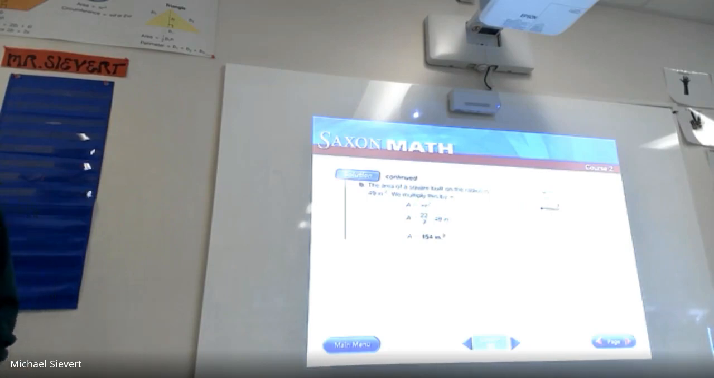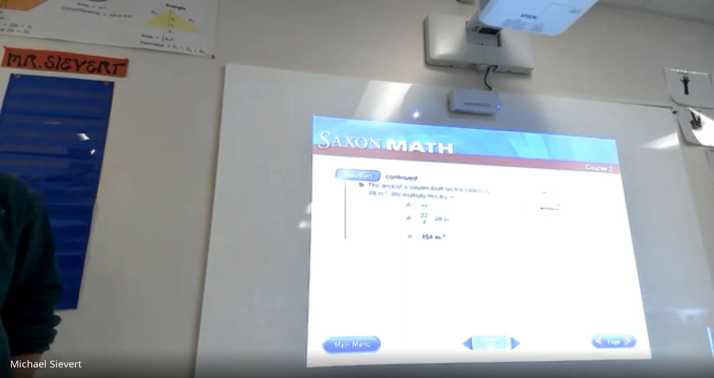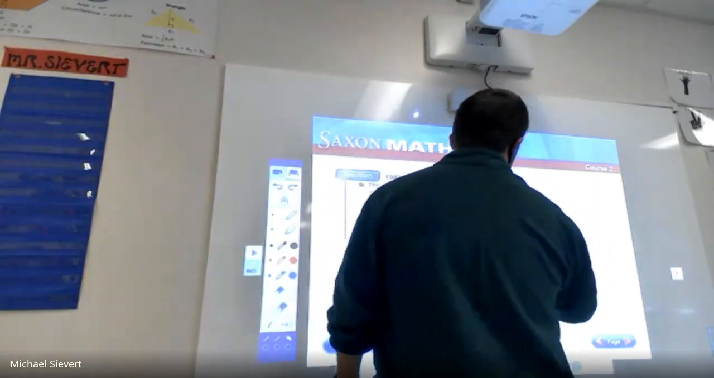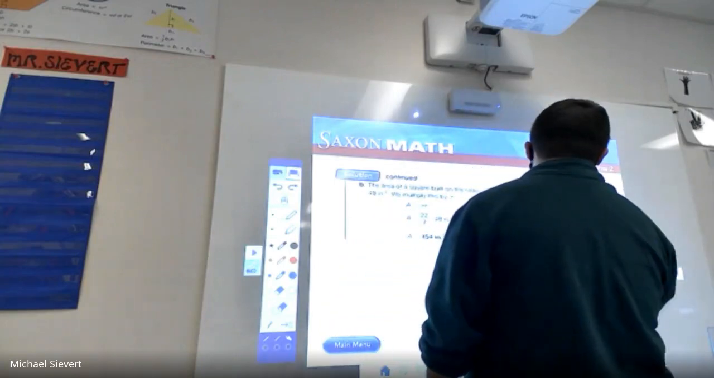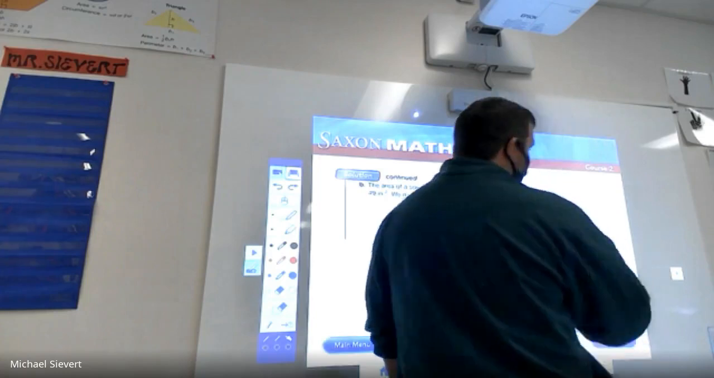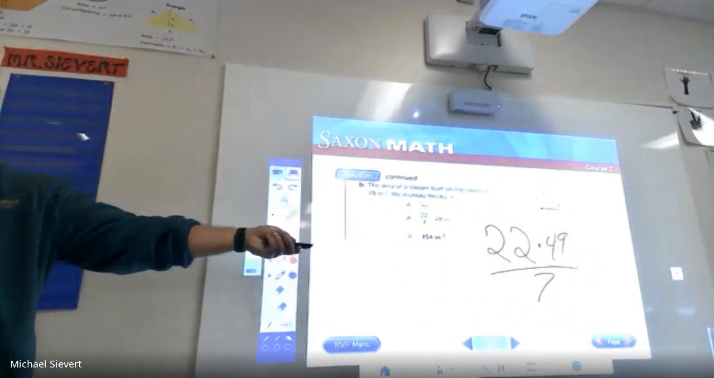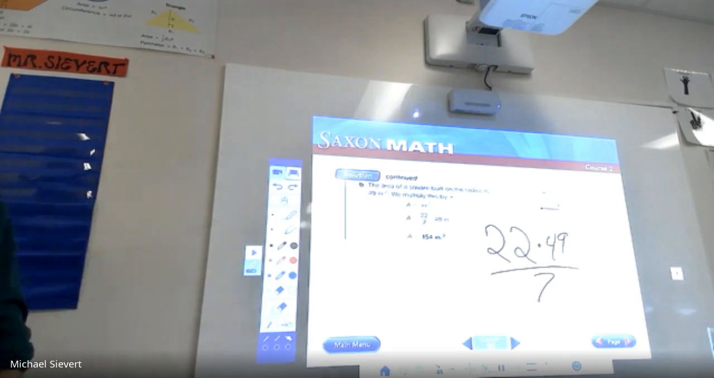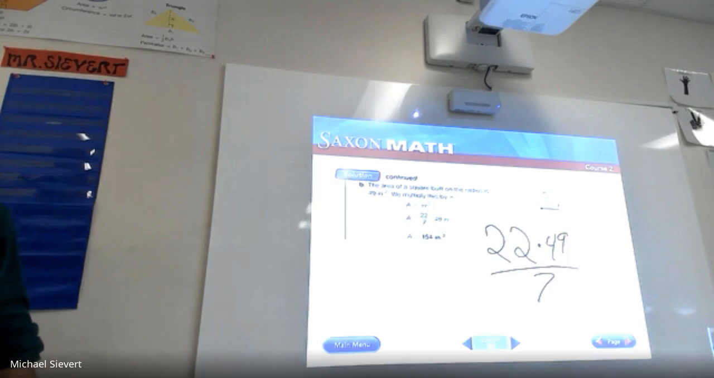Now, what happens if the number across from you is not divisible by 7? So when you do problems like this, what you should do is 22 times 49 divided by 7. And if none of these numbers are divisible by 7, multiply them out first, then divide by 7. It's going to be a pain sometimes, but that's just how it goes.